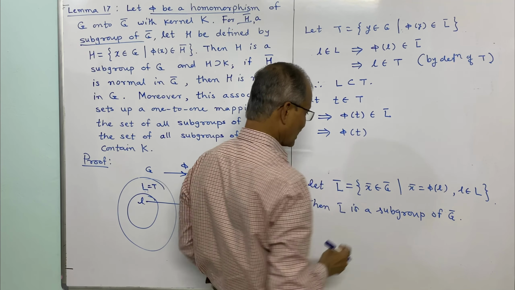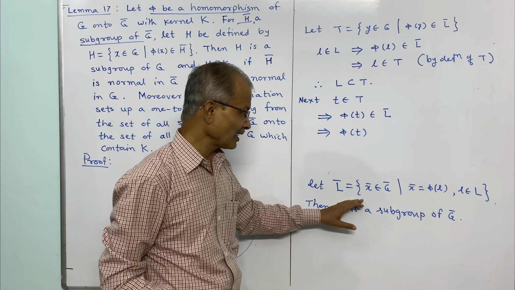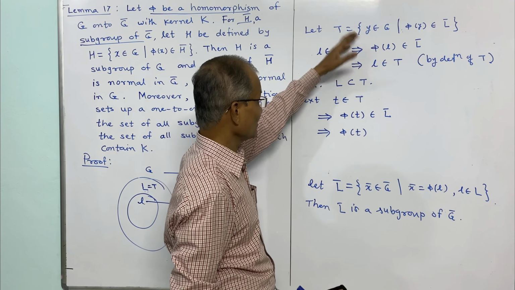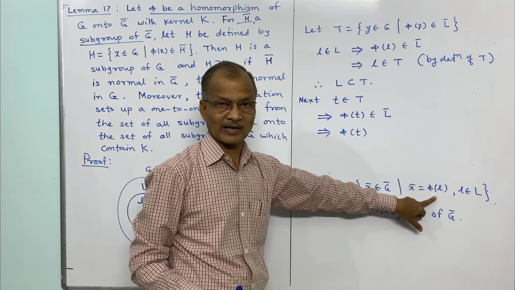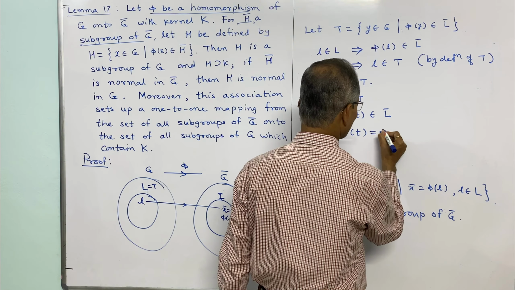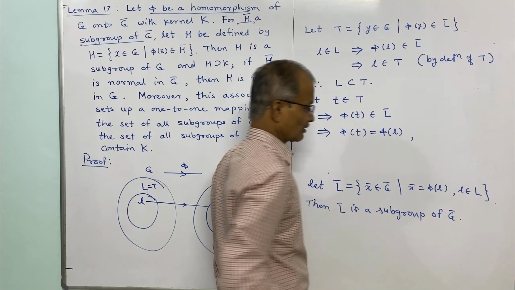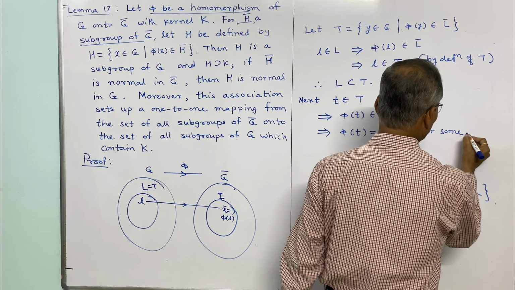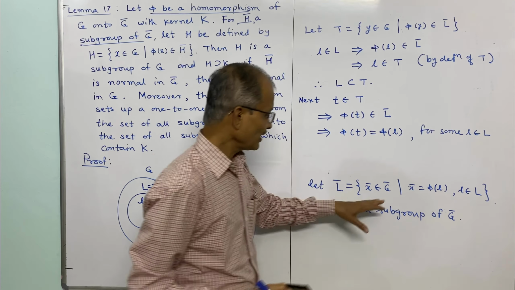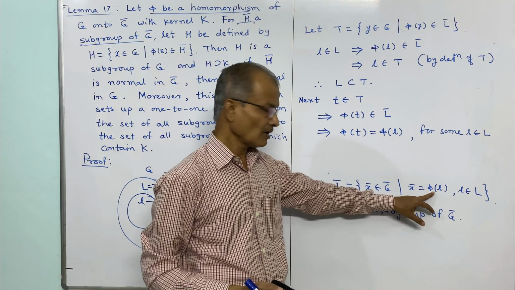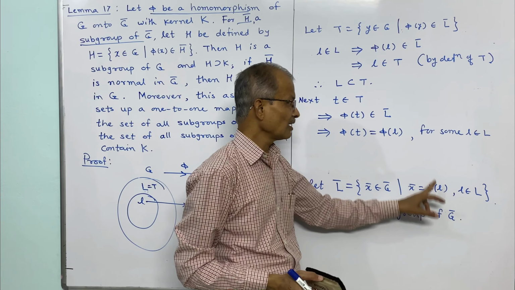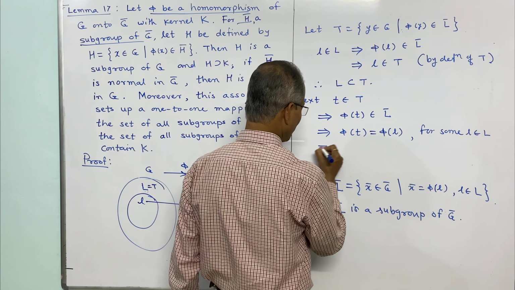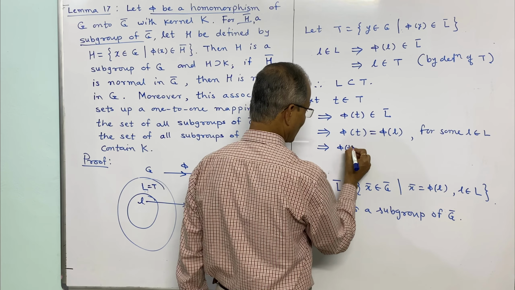What are the elements of L bar? The elements of L bar are the phi images of elements in L. Therefore, phi of t is in L bar means phi of t must be equal to phi of l for some l belonging to L, by definition of L bar. So phi of t is equal to phi of l, and further we shall post multiply both sides by the inverse of phi of l.